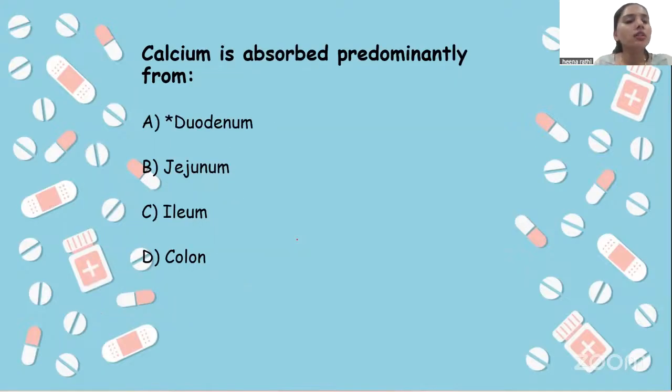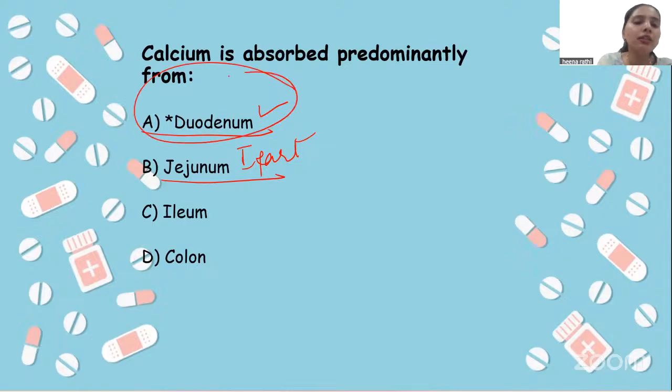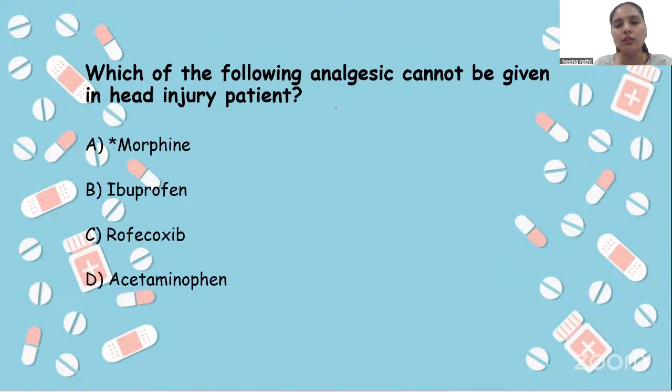Next question, it is a basic question. Calcium is absorbed from which part of the body? Mainly it is absorbed from the duodenum and the first part of the jejunum. But if you want to compare between them, about 90% of the calcium is absorbed by the duodenum.